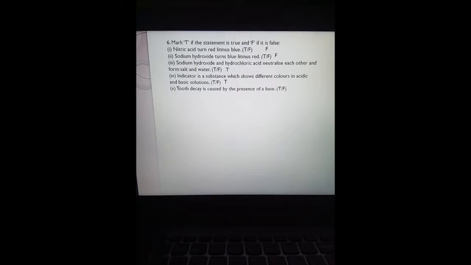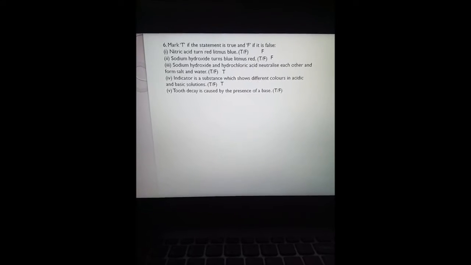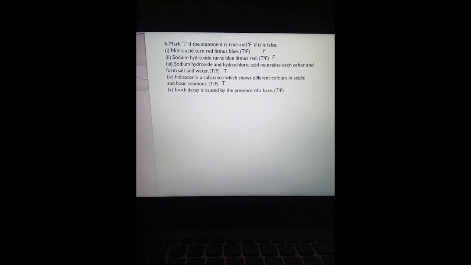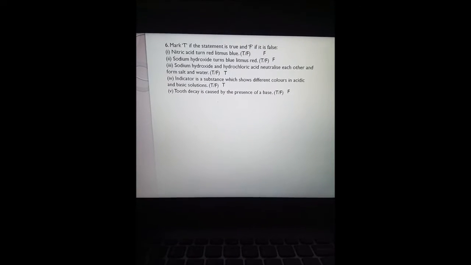The last one, tooth decay is caused by the presence of a base. True or false? It's false. Tooth decay is basically due to acidic activity which is caused by bacteria. So the answer is false.